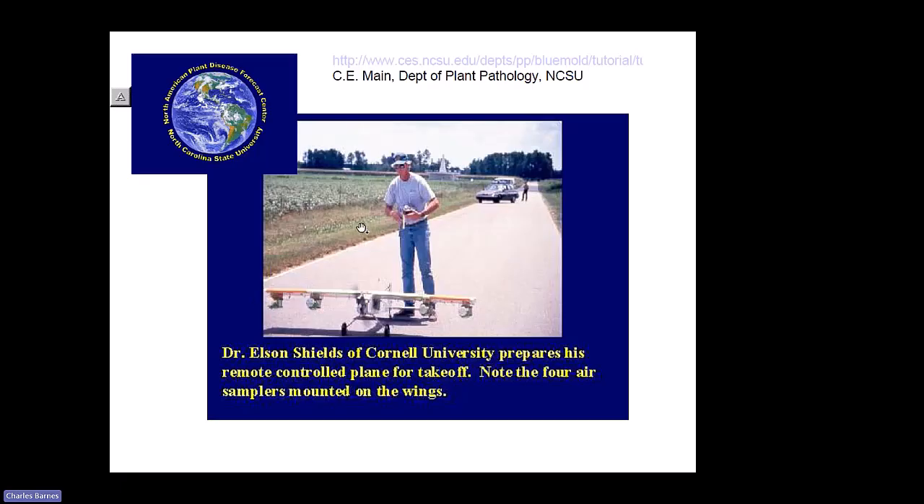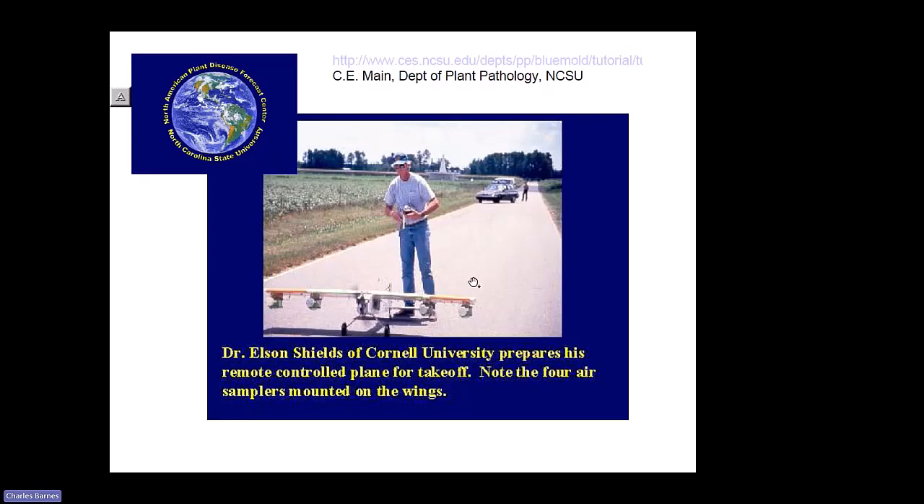But anyway, Dr. Shields here has got an airplane with 4 little units that hold a petri dish, and he would fly this to a certain altitude and open the petri dish, collect for a minute or so, close that petri dish, fly to a different altitude, open the next petri dish, collect for a minute or so. And so he was getting concentrations of tobacco mosaic virus over this field of tobacco.